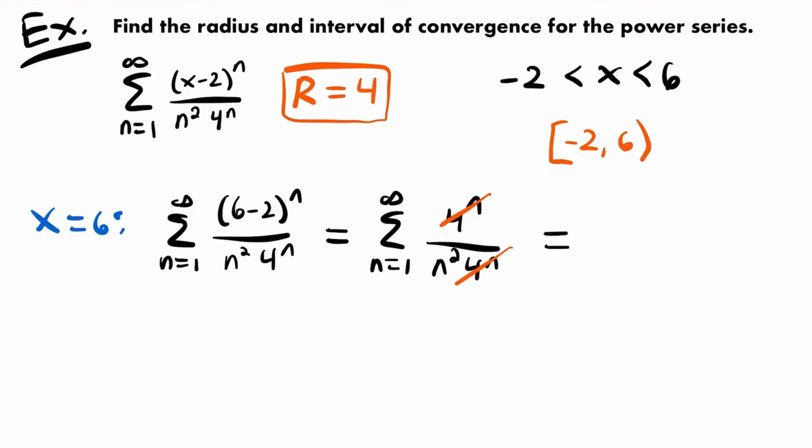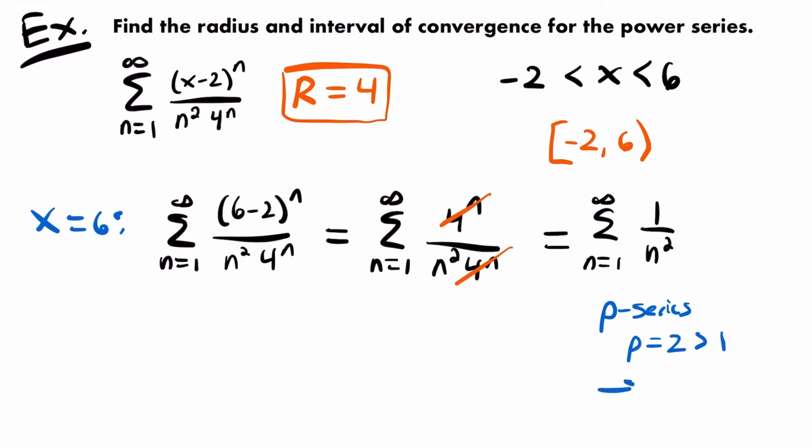And so what we're left with is the sum from n equals 1 to infinity of 1 divided by n squared. And so this series that we have here is a p series, right? We have the sum from n equals 1 to infinity of 1 divided by n raised to a power of 2. And so this is a p series where p is equal to 2, which is greater than 1, which means that the p series converges. Okay? And so this series converges, which was the series that resulted when x equals 6 for the power series.